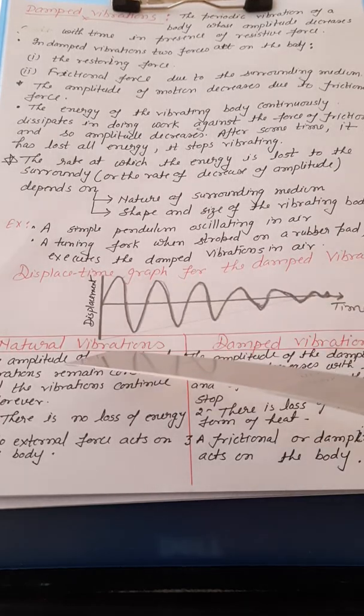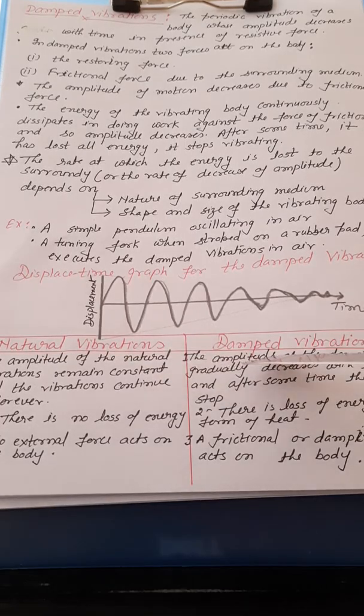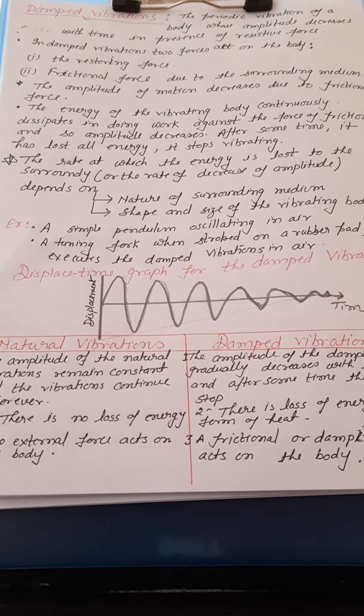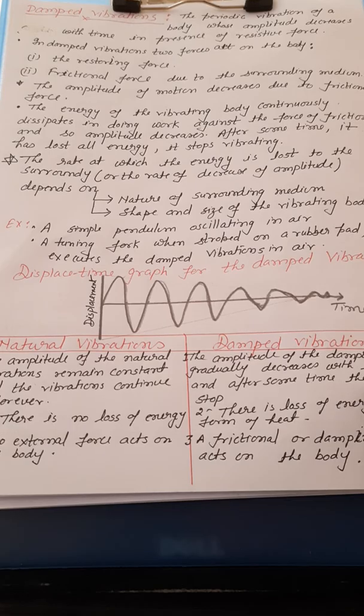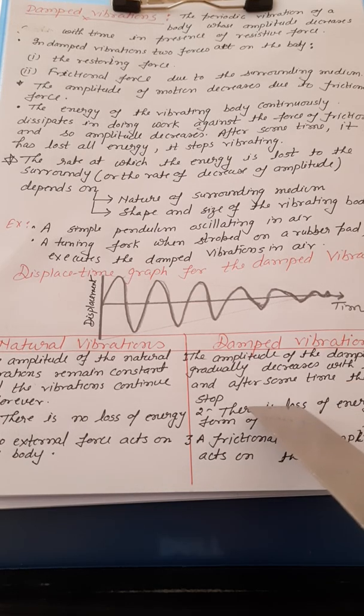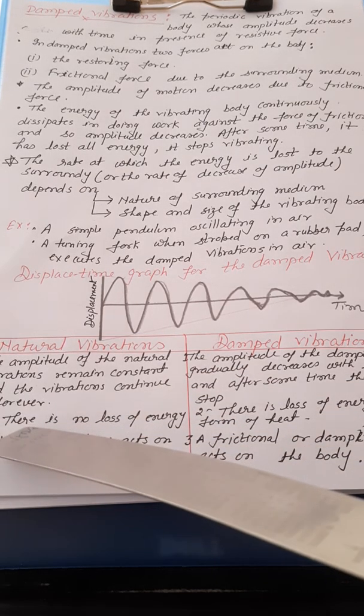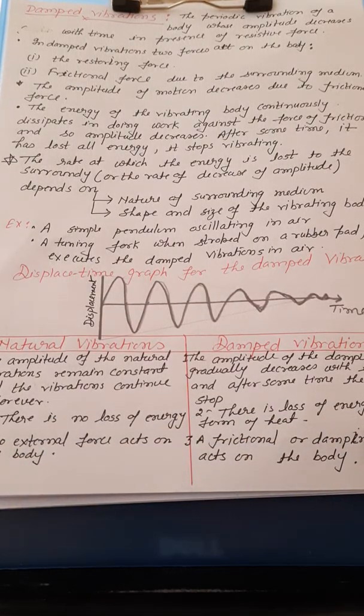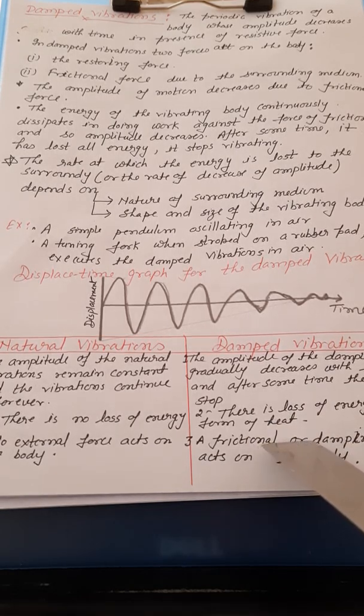Now, here is the difference between natural vibrations and damped vibrations, students. First point of difference is the definition. The amplitude of natural vibrations remains constant and the vibration continues forever. But in damped vibration, the amplitude gradually decreases with time, and after some time the vibration stops. As there is no resistive force, there is no loss of energy. But in damped vibration, there is a loss of energy in the form of heat.